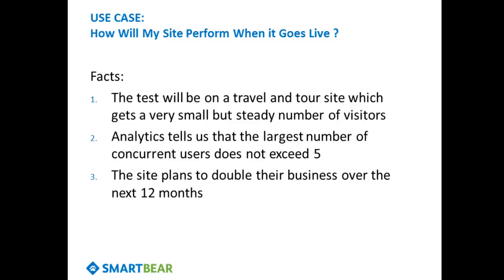Here is some information in order to plan our test. The test is going to be done on a travel and tour site. It doesn't get a lot of traffic, but it's generally steady. So for most of the time, you probably have a very small number of users on the site. Sometimes it peaks up a little bit more. Analytics tells us that the largest number of concurrent users never exceeds 5. So 5 is a really busy time for us. The site plans to double their business over the next 12 months.